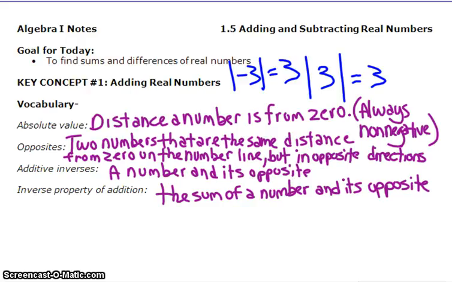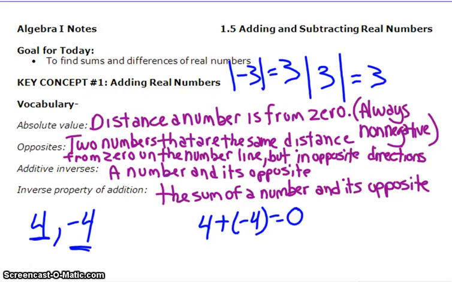Now, opposites are two numbers that are the same distance from 0 on the number line, but in opposite directions. So, for example, 4 and negative 4 would be opposites because on the number line, they would be the same distance away from 0, but in opposite directions. Additive inverses are a number and its opposite. So again, 4 and negative 4. The inverse property of addition is the sum of a number and its opposite. Well, if I add 4 plus negative 4, I get 0. So anytime you add a number and its opposite, you get 0.